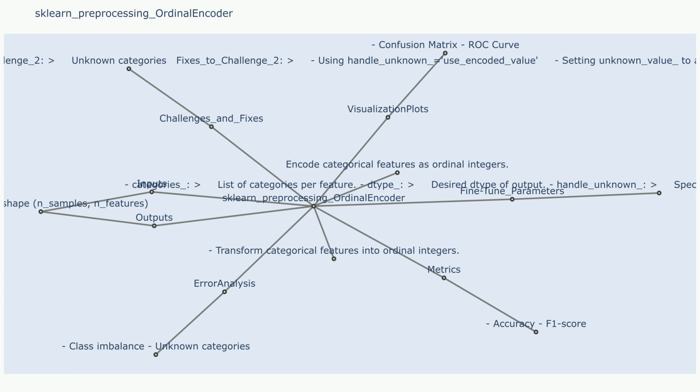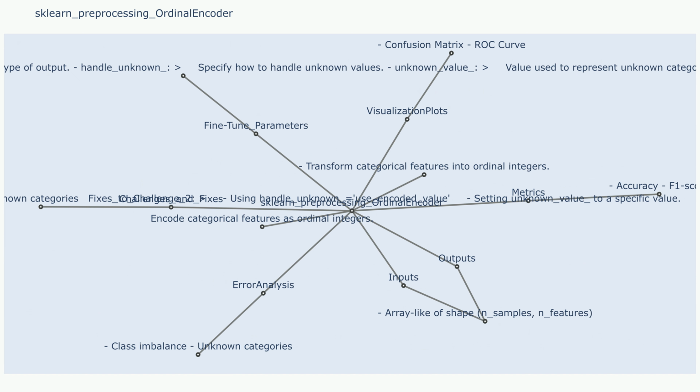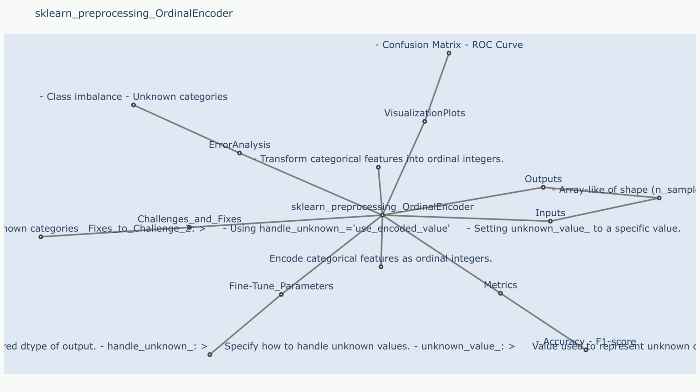Challenge 3: the encoder does not handle missing values. Sample use case: if a data sample contains a missing value in a categorical feature, the encoder will raise an error. Fixes: impute missing values before using the encoder. Consider using a different encoding scheme, such as one-hot encoding, that can handle missing values more gracefully.